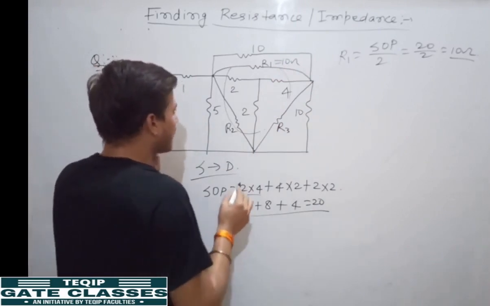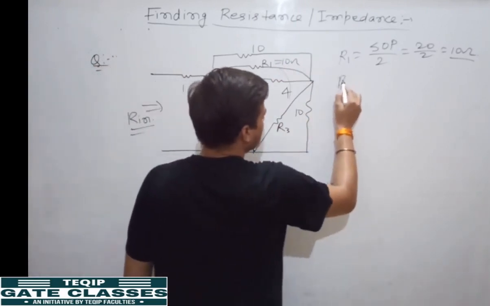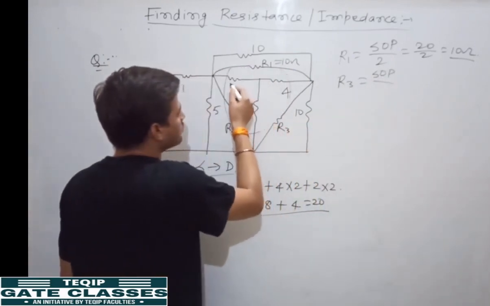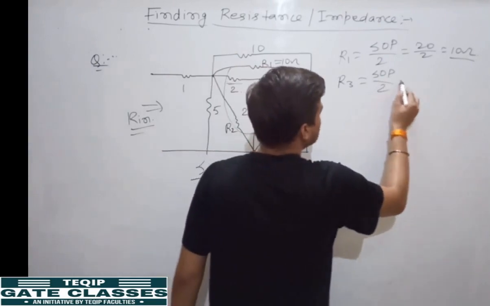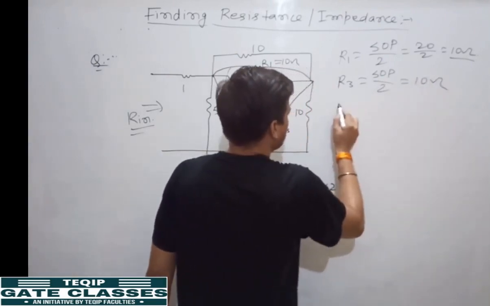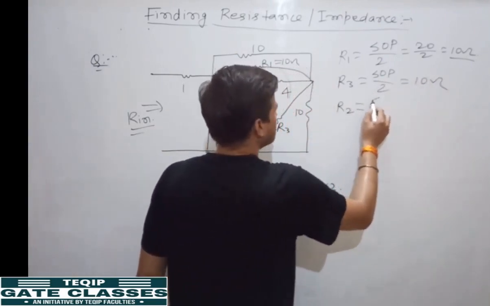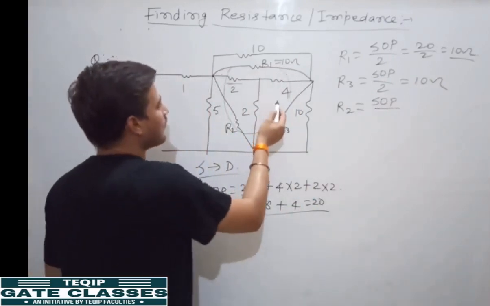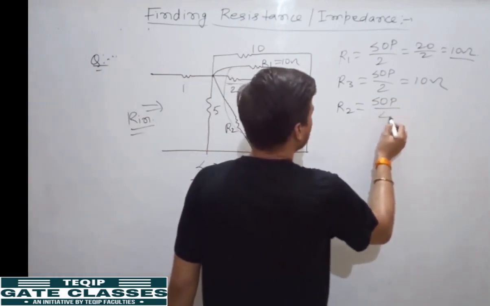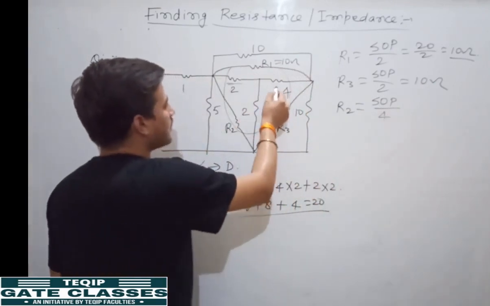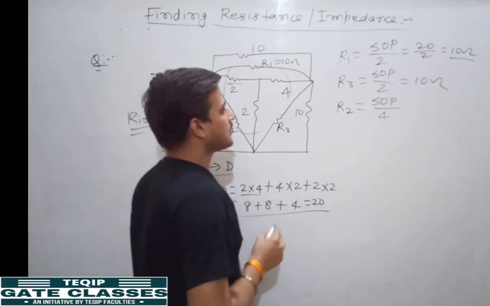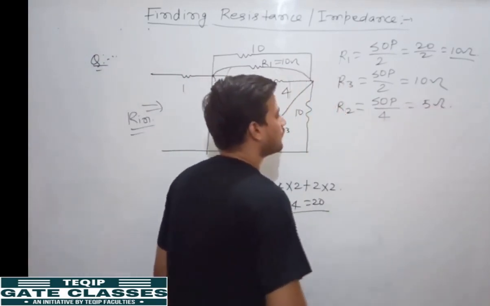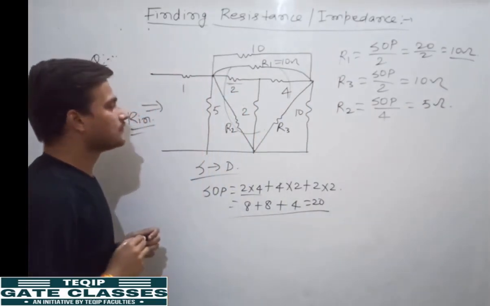Similarly, when you calculate R3, it will be SOP divided by, for R3 again it will be divided by 2. That means 10 ohm. And next is R2. R2 is SOP divided by 4, because here you can see the branch. SOP divided by 4, that means 5 ohm.